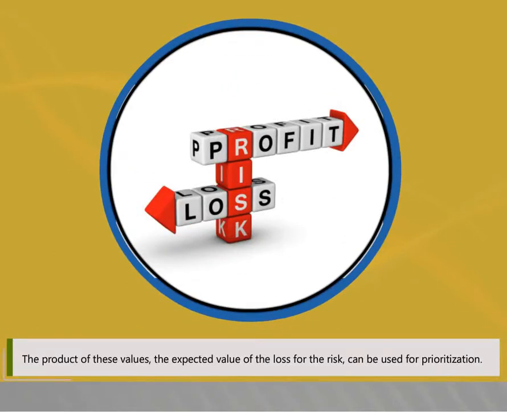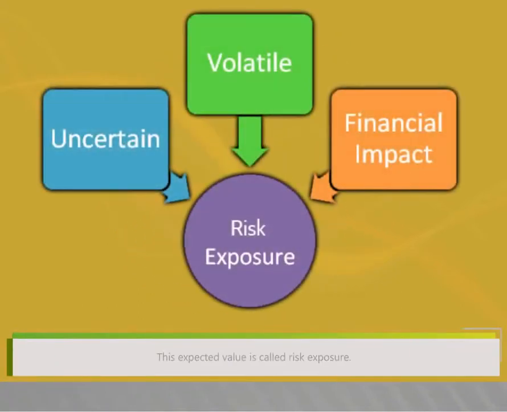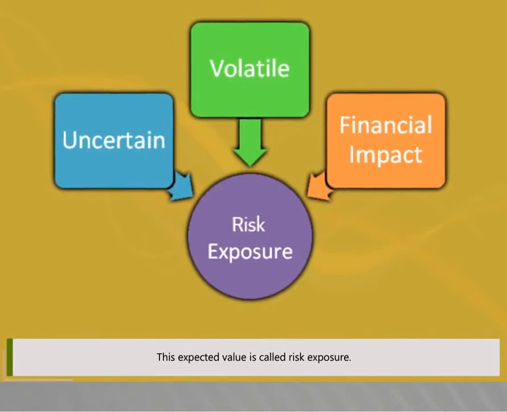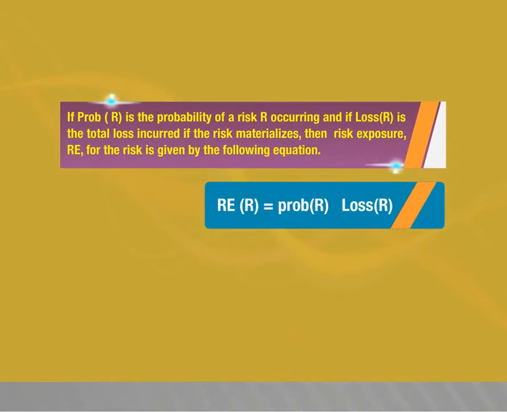The product of these values, the expected value of the loss for the risk, can be used for prioritization. This expected value is called risk exposure. If probability of R is the probability of a risk R occurring and if loss of R is the total loss incurred if the risk materializes, then risk exposure, that is RE for the risk, is given by the following equation. RE of R is equal to probability of R into loss of R.